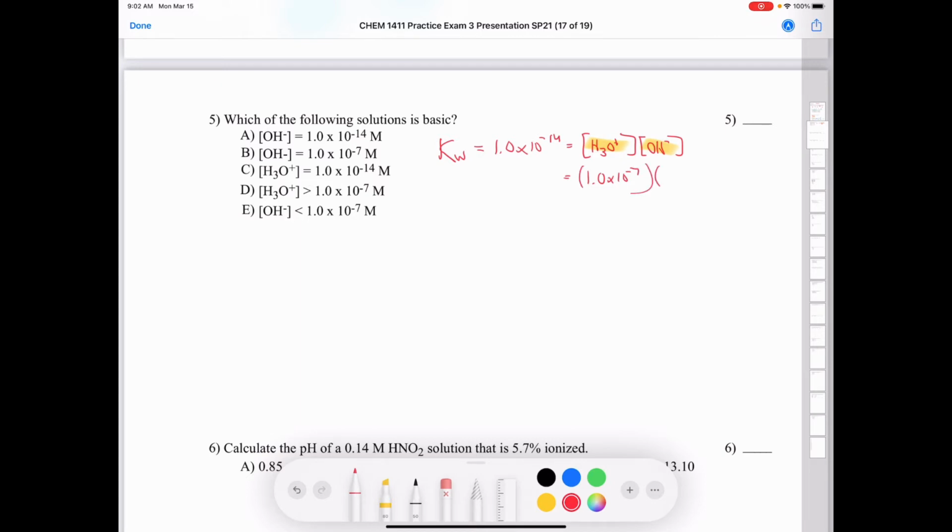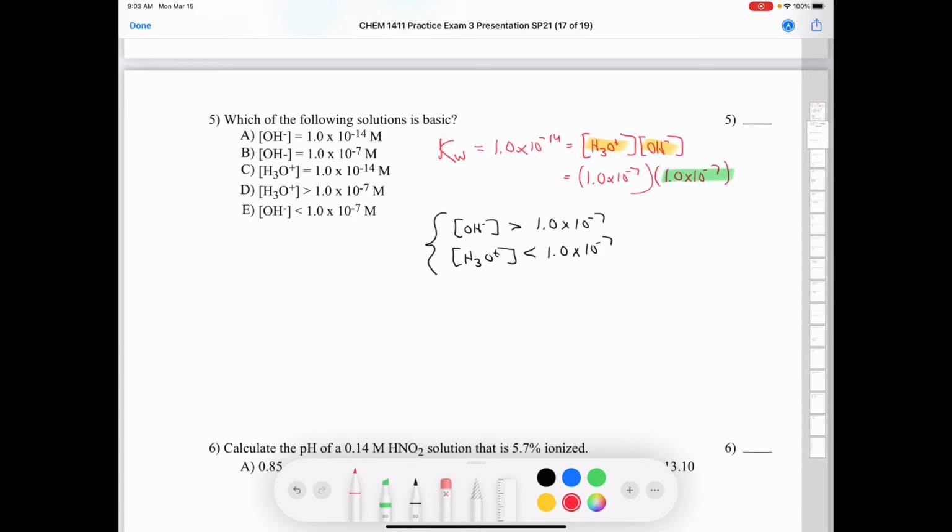And the concentration of the hydroxide would be 1.0 times 10 to the negative 7. And of course, both of those are in moles per liter. And so if we have a basic solution, we're going to have one where the concentration of hydroxide is greater than 1.0 times 10 to the negative 7. Or put another way, the concentration of the hydronium is going to have to be less than 1.0 times 10 to the negative 7. And either of those scenarios will produce a basic solution.